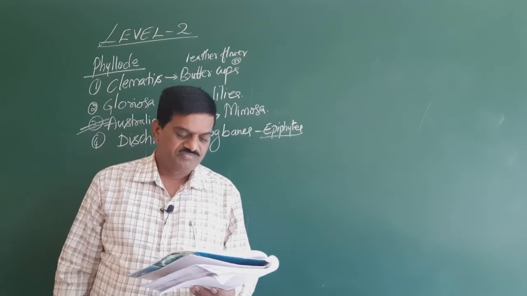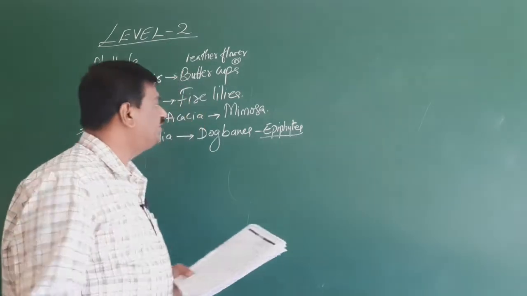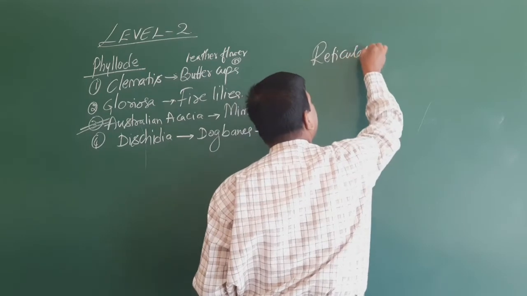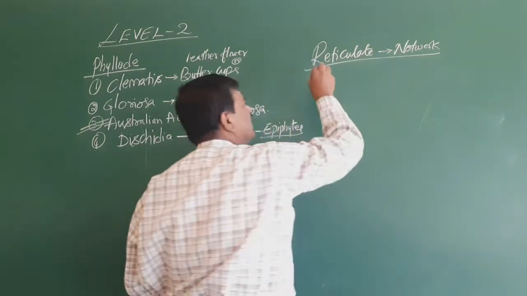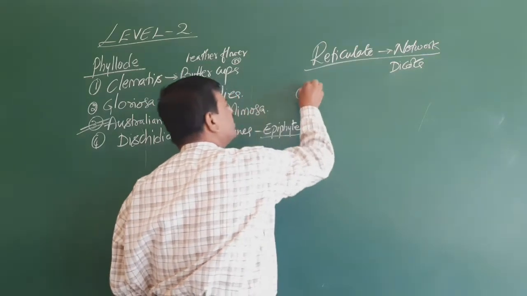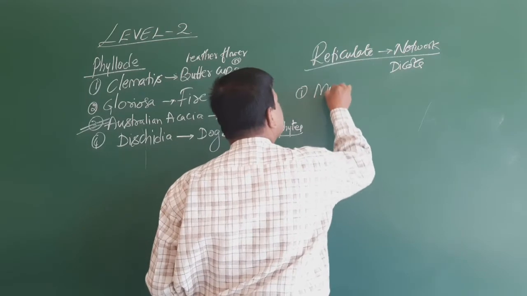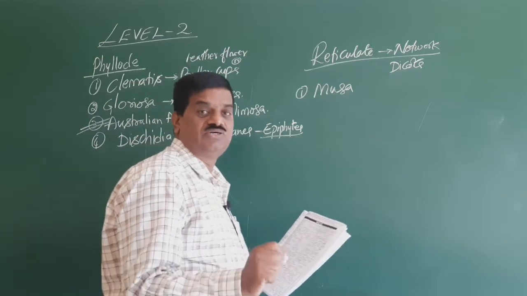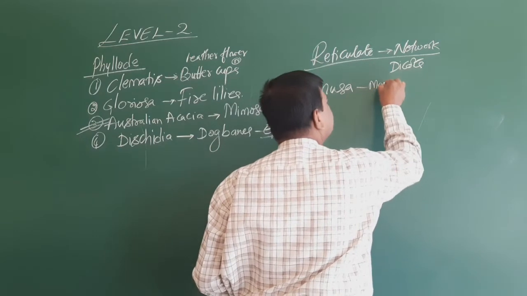Name the plant having reticulate venation. Reticulate venation is nothing but the veins being in the form of a network, and this can be noticed in the dicots. But the options are, the first one is Musa. Musa paradisica is banana and it is a monocot.